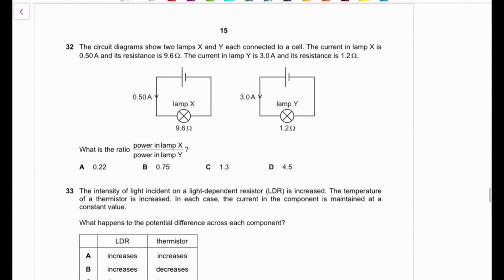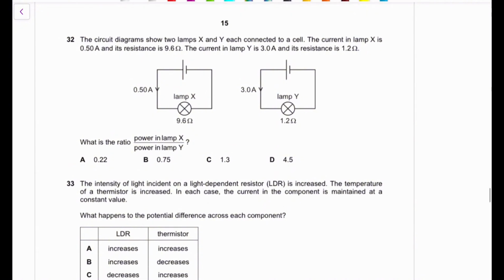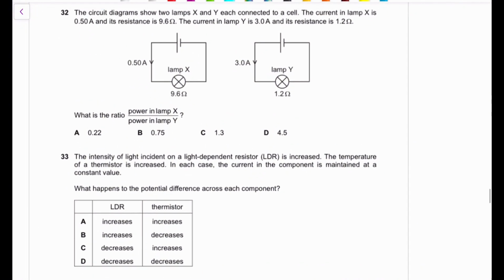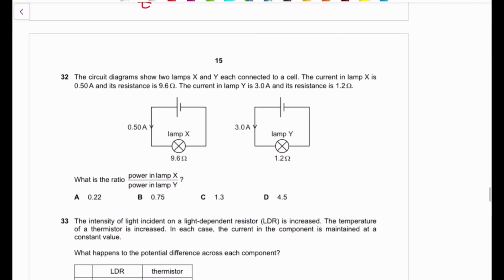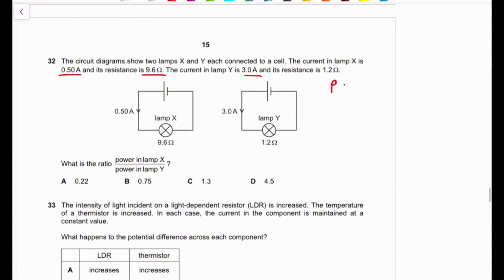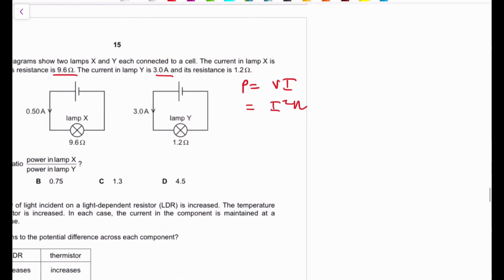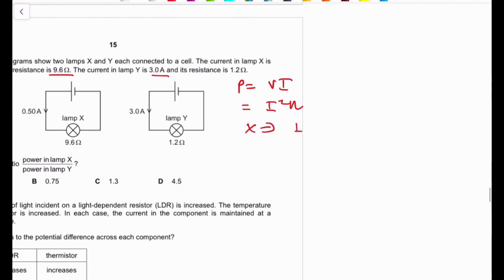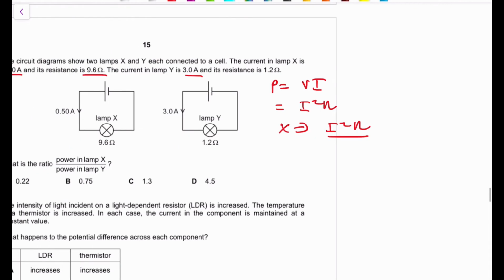Very important. Question 32. What is the ratio of power in lamp X to power in lamp Y? We've been given two lamps X and Y connected to a cell. The current in lamp X is 0.50, and the resistance is that. The current in lamp Y is 3.0, and the resistance is that. Power is VI, so power is I squared R. So power in X will be I squared R, divided by power in Y, also I squared R.